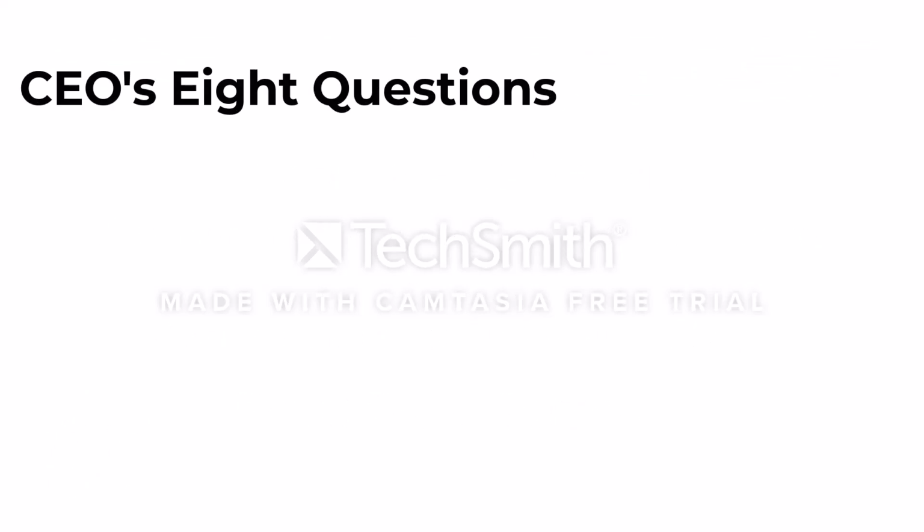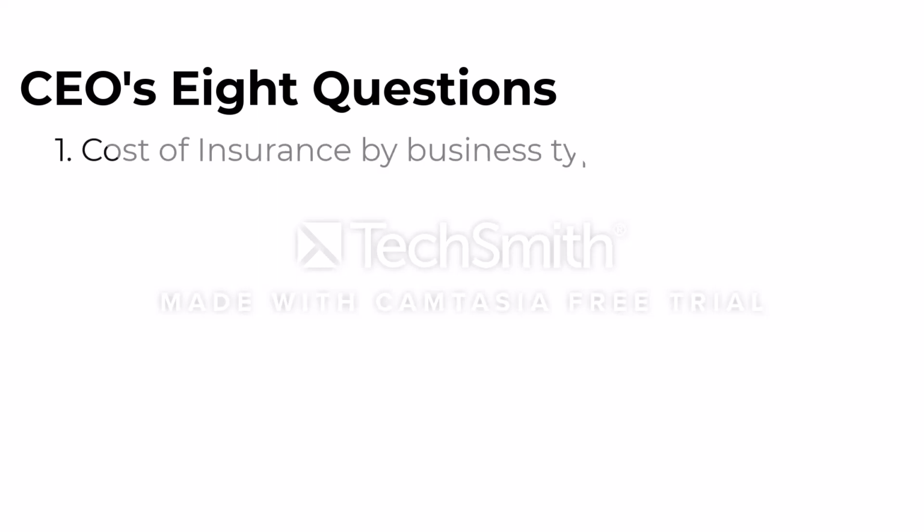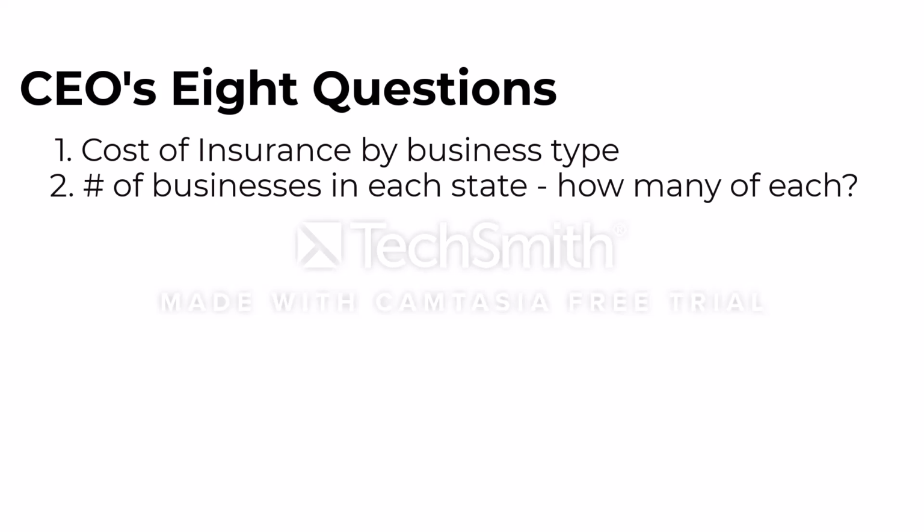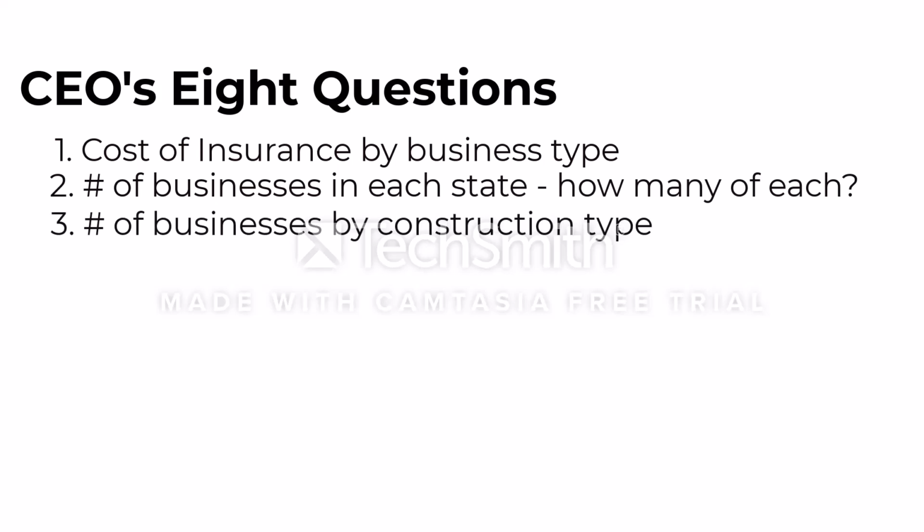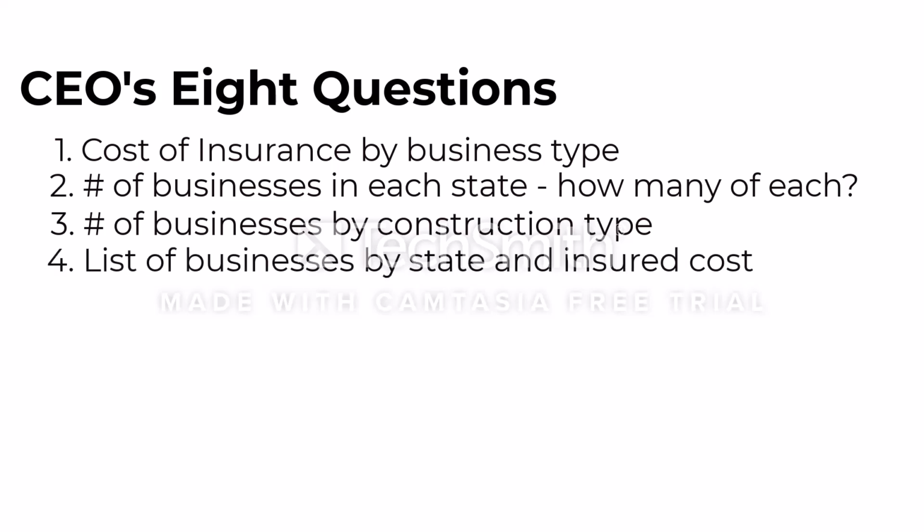The 8 questions are as follows. 1. Cost of insurance by business type. 2. Number of businesses in each state, how many of each. 3. Number of businesses by construction type. 4. List of businesses broken out by state and cost of buildings insured in each state.